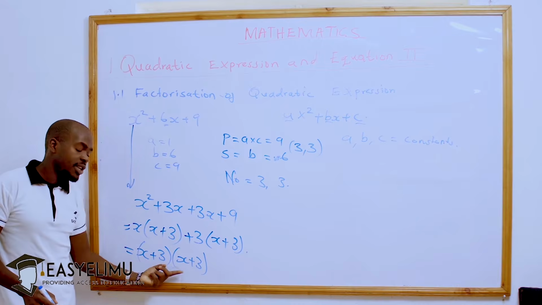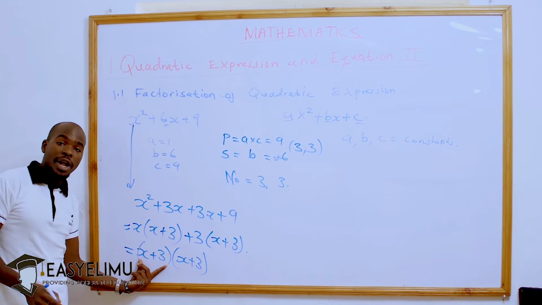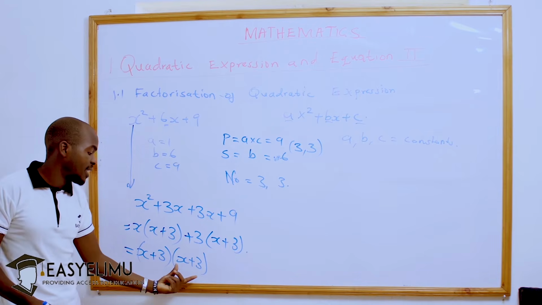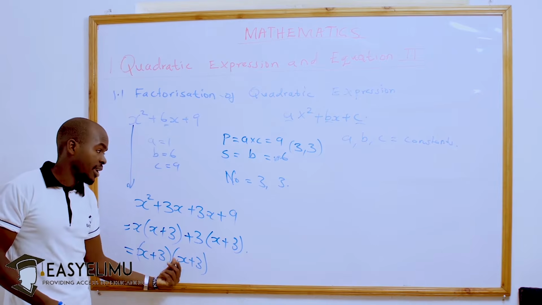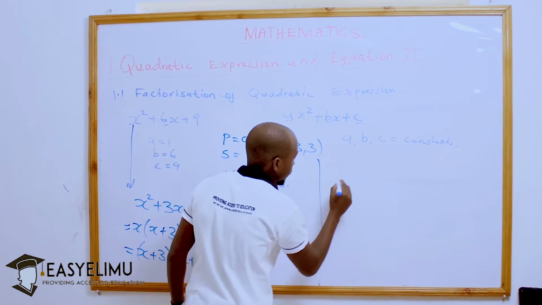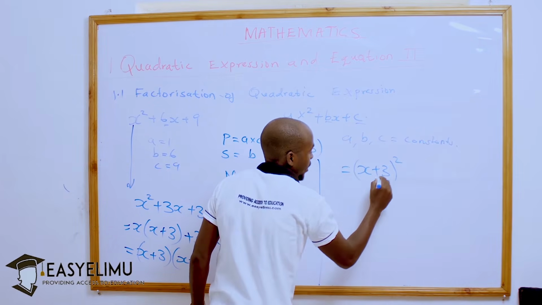And after getting this, we can identify from this expression that the factor in the first bracket is the same as the other in the second bracket. So we can rewrite this factor as x plus 3, but squared.